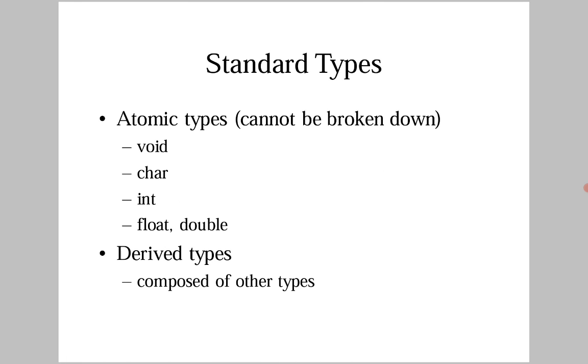So these are the different types of data types available in C language. Basically there are two types, atomic types and derived types. Atomic types cannot be broken down: void, char, int, float, double. Derived types means composed of other types.